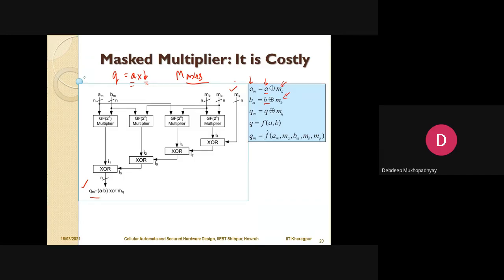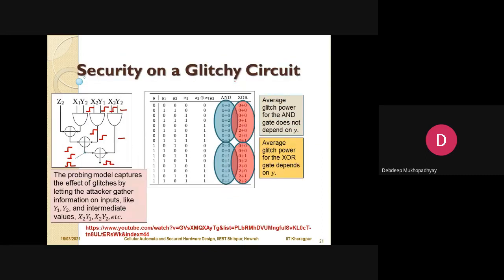But the entire computation is done under these masks, with the idea that this will protect us against these power attacks. But there is a cost. You can see that to implement a single AND gate or a multiplier, you now need 4 multipliers and several XORs. So there is an enormous cost when you go for such a protected design. Moreover, on top of that, there is another problem.